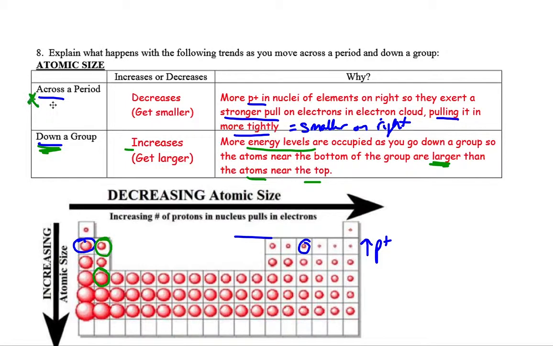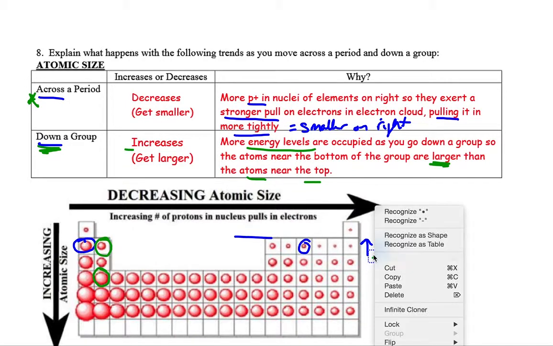This one is a little tricky. As you go across, most kids think it gets bigger because you got more protons. But in fact, if you have more protons, stronger pull makes it smaller.